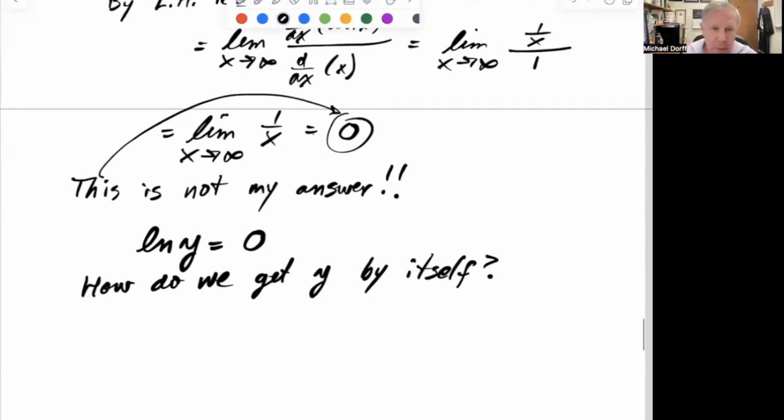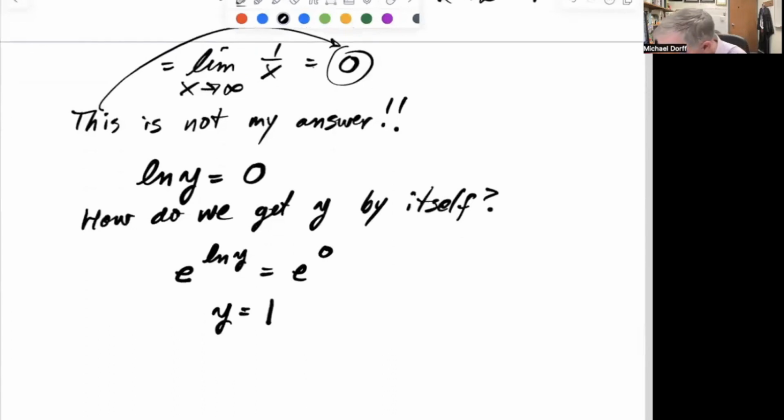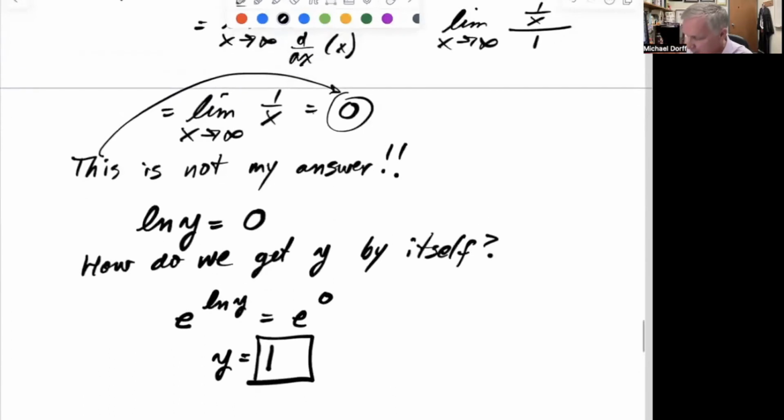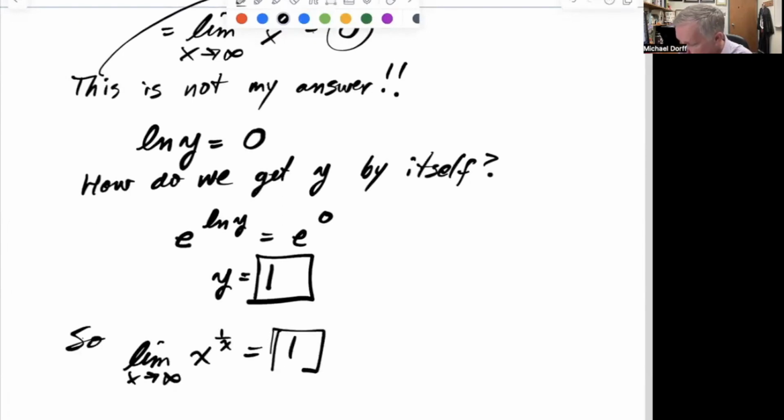Well, we put what's on the left side and the right side as the exponent to e. So we can do e to the natural log of y equals e to the 0. And when you do e to the natural log of y, you just get y, and on the right-hand side, you get 1. And so this is my answer, 1. In other words, the limit as x goes to infinity of x to the 1 over x does equal 1.